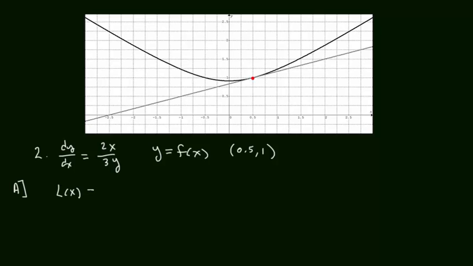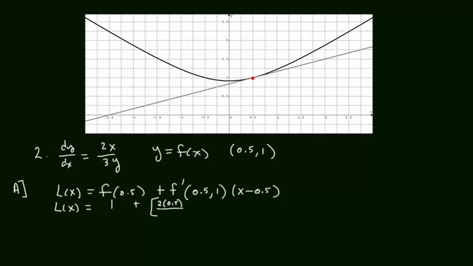L of x equals f of 0.5 plus f prime. The slope depends on the x and the y. So f prime at 0.5, 1, change in x, or x minus 0.5. Specifics, L of x equals 1 plus, now the slope is going to be 2 times the 0.5 all over 3 times the 1, x minus 0.5. I'll simplify that a little further still. L of x equals 1 plus a third, x minus 0.5.